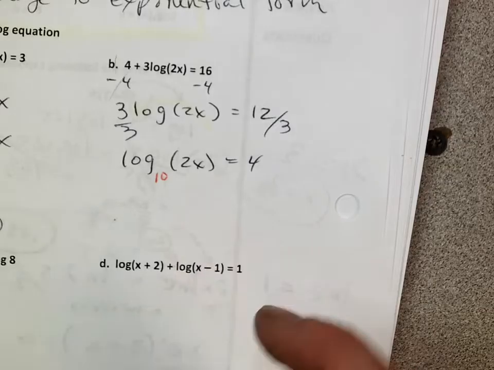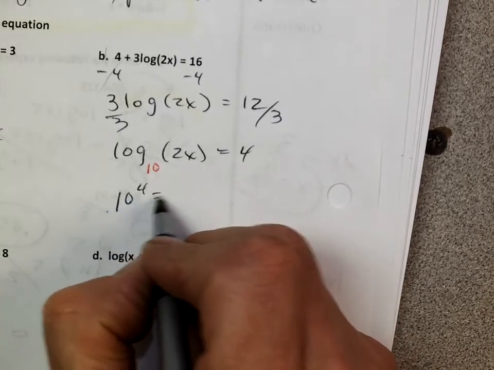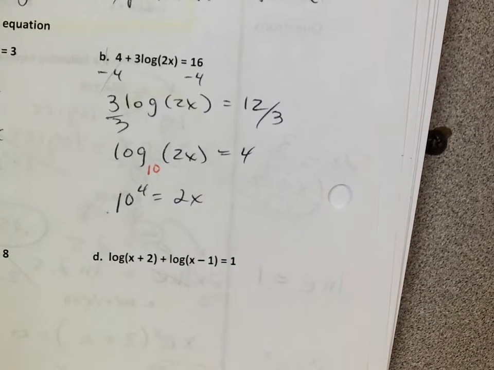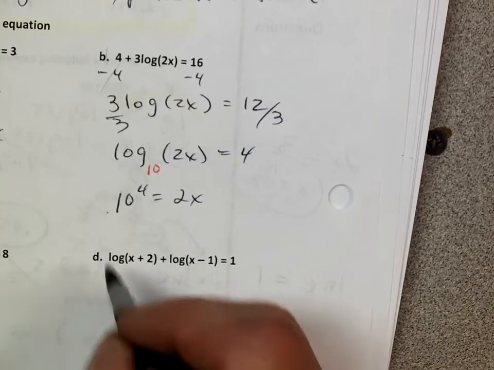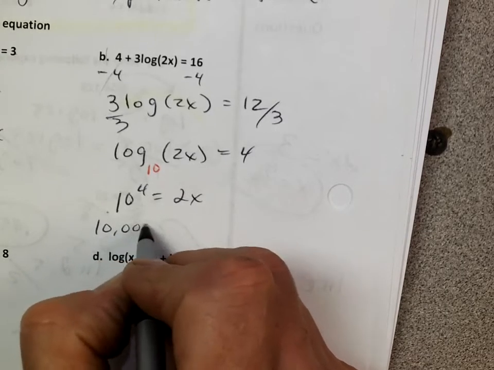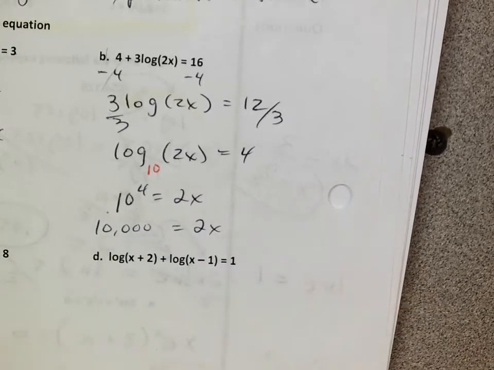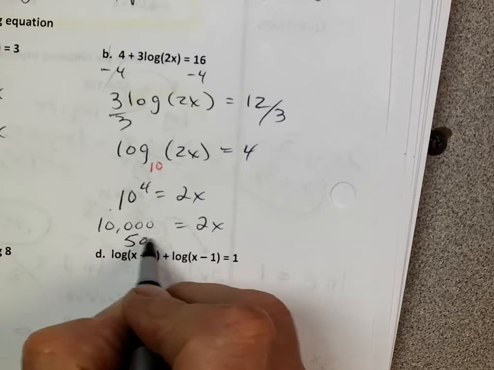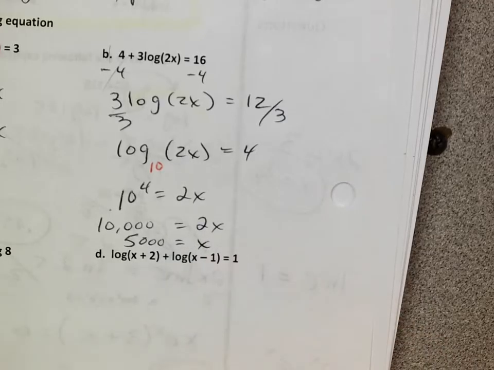And that's how it works. 10 to the 4th power equals 2x. 10 to the 4th power is 10,000. Divide by 2, and I think it's 5,000 equals x, okay?